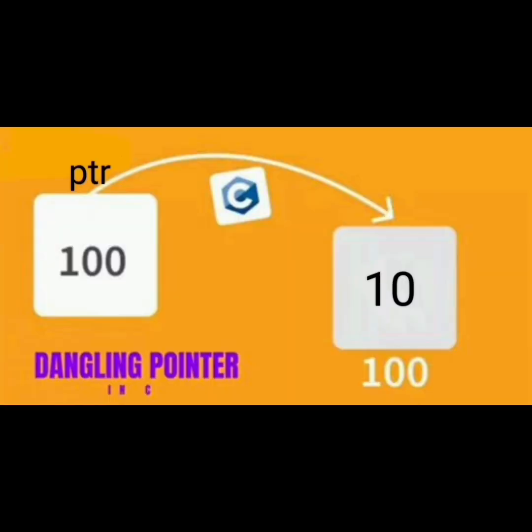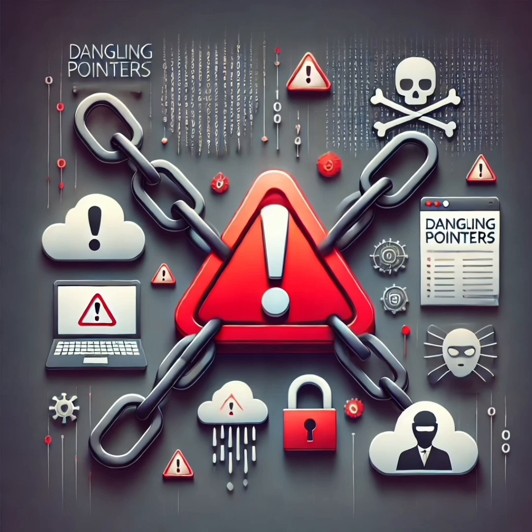Let's assume that the address of the first byte of the memory is 100, and this address is stored in the pointer ptr, and this pointer points to the value 10. After deallocating the memory or after releasing the memory, ptr is still containing that address. So a dangling pointer points to a memory location that is no longer valid or has been deallocated. This is what's called a dangling pointer. This dangling pointer leads to some security vulnerabilities.